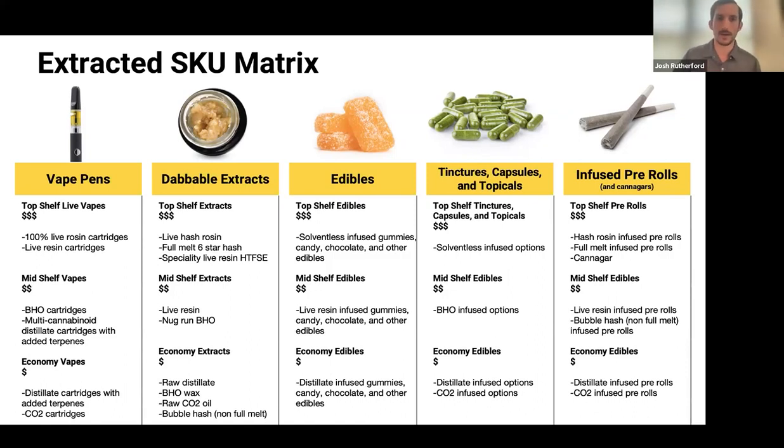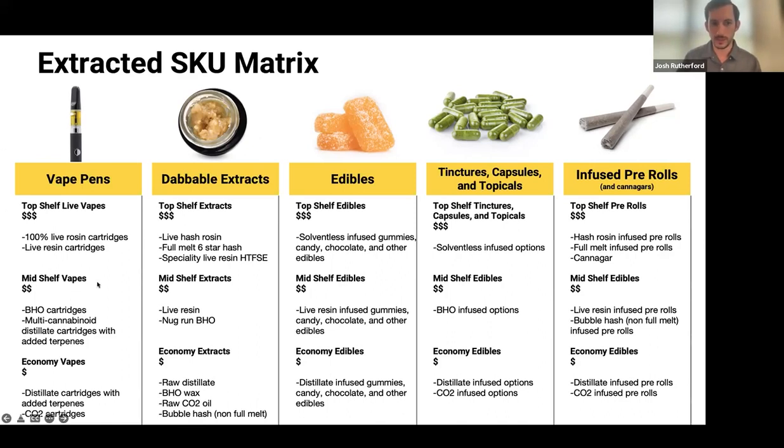So that's another area of extracted SKU matrix and how you set yourself apart from the competition. We'll be going into packaging in a little bit, but I really wanted to touch on how to get the most out of your vape pens because of how big that market is and how fast it's growing. Top shelf live vape pens: those live products, that fresh frozen, is fetching the highest dollar in the vape pen market.